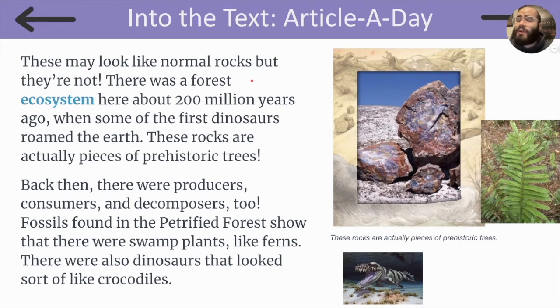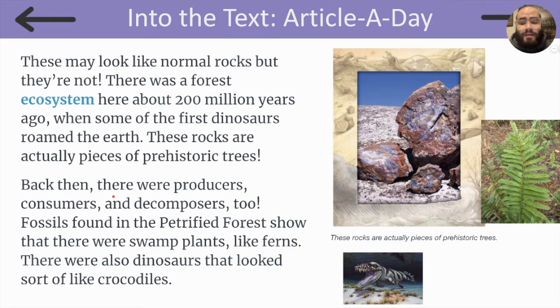These may look like normal rocks, but they're not. There was a forest ecosystem here about 200 million years ago when some of the first dinosaurs roamed the earth. These rocks are actually pieces of prehistoric trees. Look at these. It says they look like rocks, but they're not rocks. Let's see what the caption says. These rocks are actually pieces of prehistoric trees. They are very old, ancient trees.